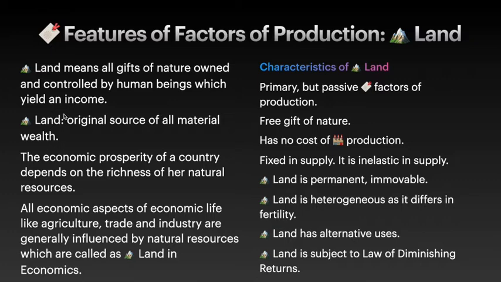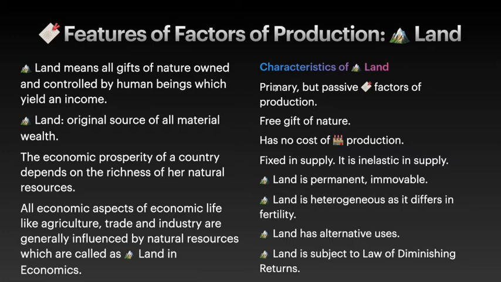Land is the original source of all material wealth. The economic prosperity of a country depends on the richness of its natural resources. All aspects of economic life, like agriculture, trade, and industry, are generally influenced by natural resources, which are called land in economics. Now we move on to the characteristics of land.